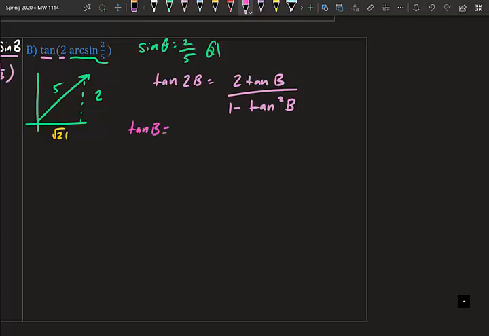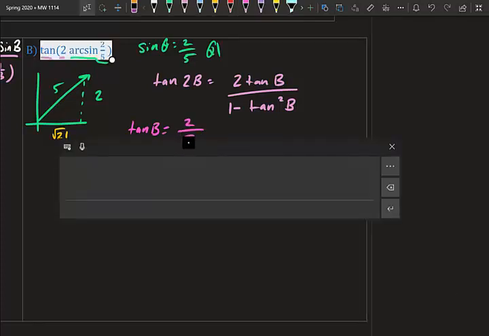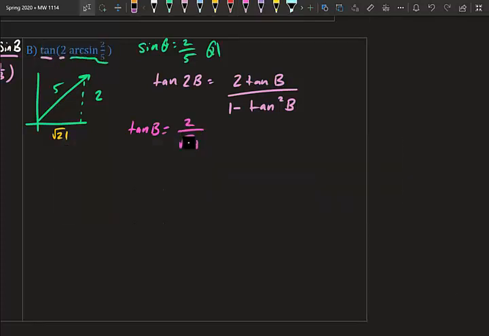So opposite over adjacent, so 2 over square root of 21. You're going to notice something. I'm not going to even simplify this. I'm just going to leave it as is and plug it in. So we have 2 tangent B, which is 2 square root of 21, and that's over 1 minus tangent B squared.